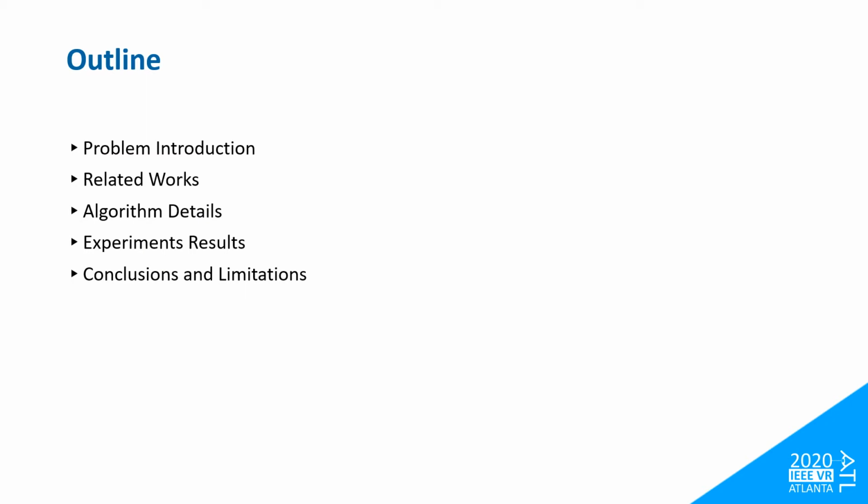Here is the outline of my presentation. As you can see, it consists of 5 parts. I will first give a brief introduction of the 3D human pose estimation problem and its relationship with the virtual reality industry. Then, I will introduce the related work of our methods. Algorithm details and experiment results will be given separately then. Finally, I will draw a conclusion of our work and discuss the limitations and future works.